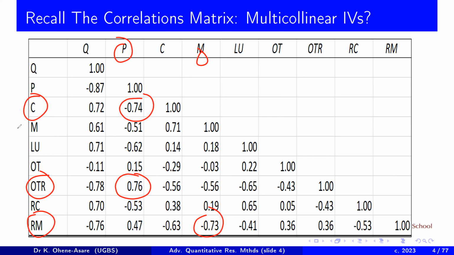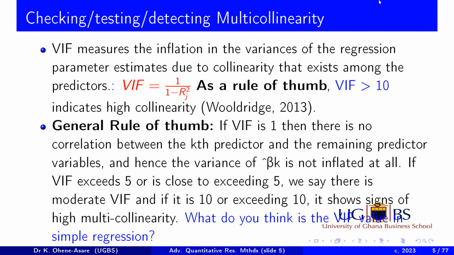Now, how do we go about it? First, we need to do some diagnostics. There is something we call variance inflation factors, and that's what we use to check and test for multicollinearity. Variance inflation factors will tell you how high the variances of the regression parameters are by virtue of the collinearity. The formula for the variance inflation factor is 1 divided by 1 minus the R squared. The general rule of thumb is that once the variance inflation factor is bigger than 10, there is supposedly a high collinearity. That variable has some high correlation and is causing an issue. According to Wooldridge, 2013, that is the general rule.